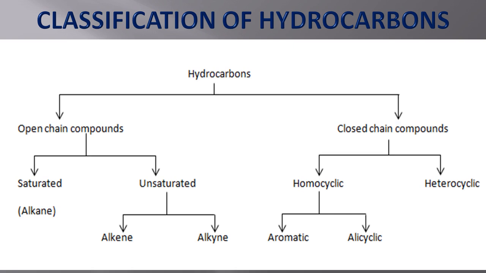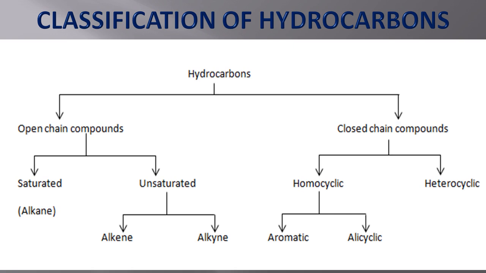Now under homocyclic again there are 2 categories, that is aromatic hydrocarbons and alicyclic hydrocarbons. The meaning here is that aromatic means the hydrocarbons which have a characteristic smell. Aroma means smell here. So compounds which have a smell come under the category of aromatic, and those which do not have a smell come under the category of alicyclic hydrocarbons.